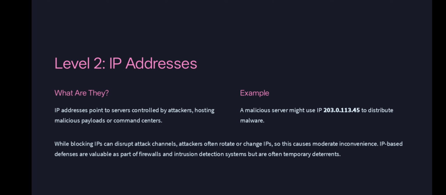Best practices for IP IOC management. To effectively use IP addresses without falling into the trap of reactive, low-value defense, organizations should correlate with other indicators, combine IPs with domains, behaviors, or tool signatures for higher confidence. Use context-aware threat intelligence, look beyond simple lists and understand what each IP is associated with, e.g., malware family, campaign.